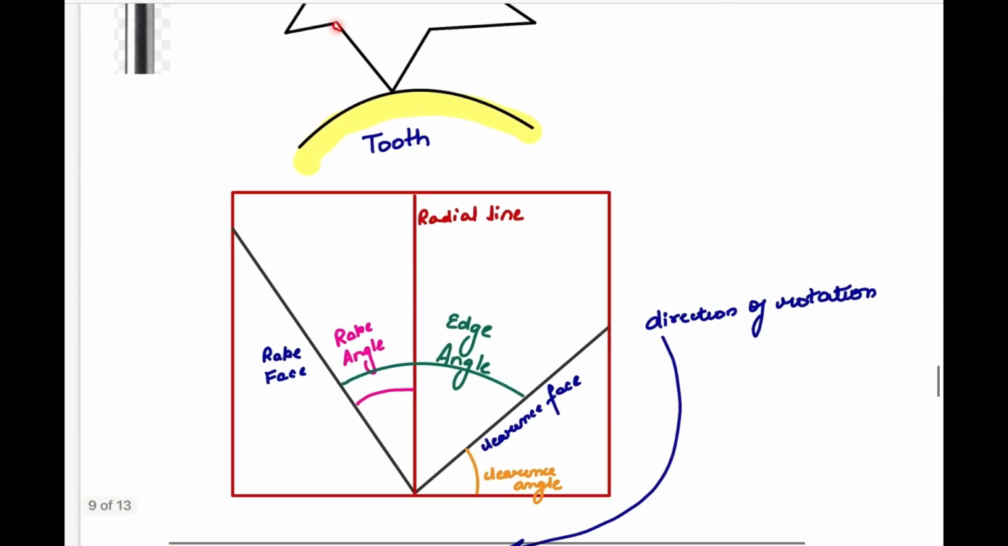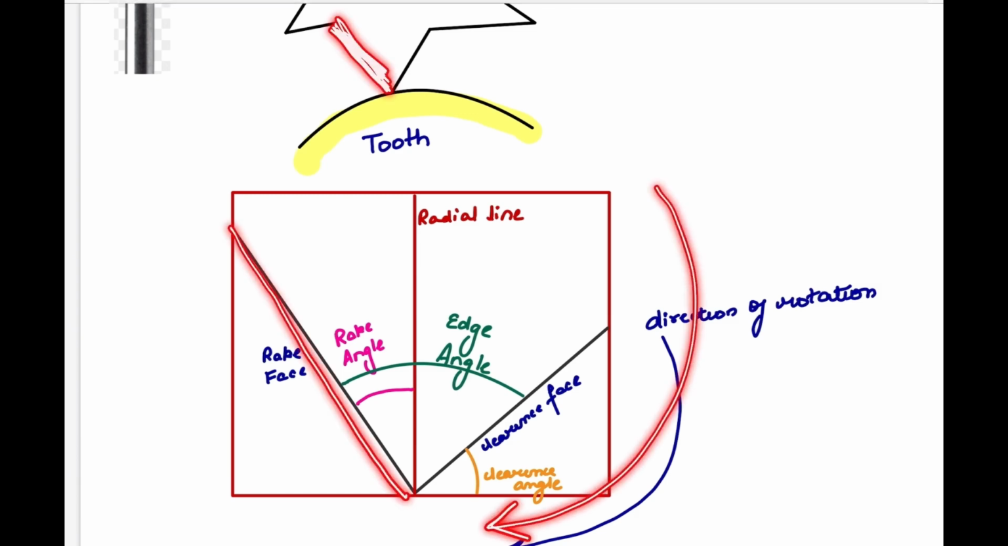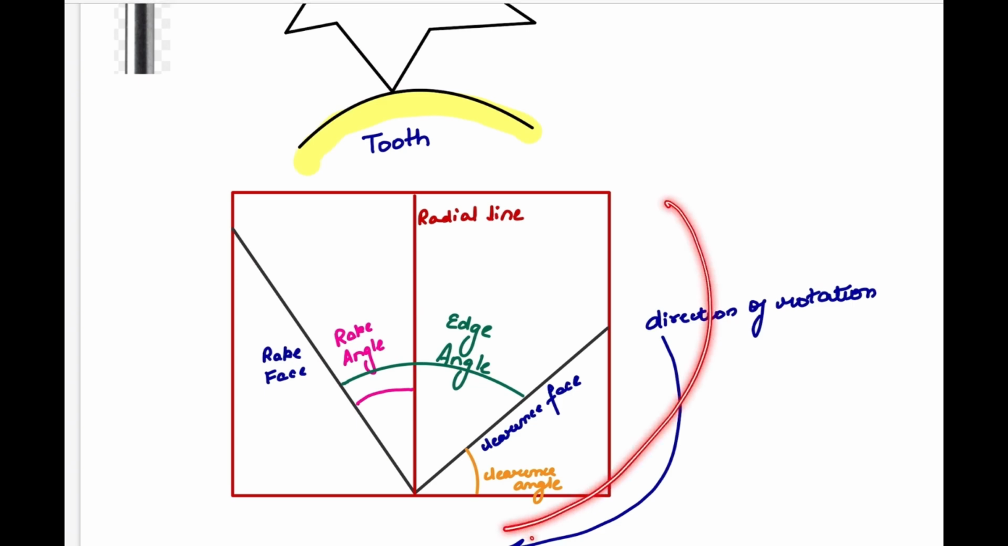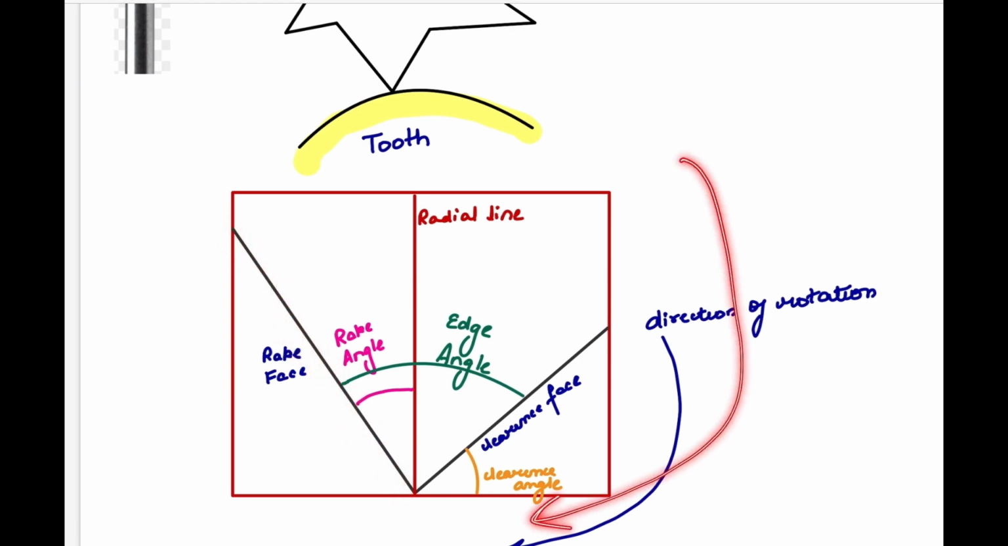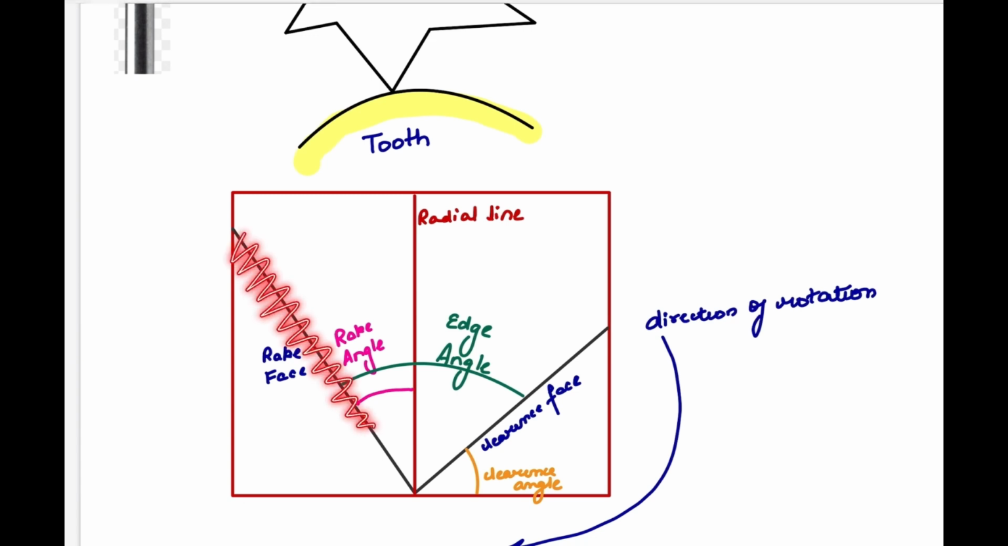Now this face which is present towards the cutting part is known as the rake face. If this is the direction of rotation of the burr, the face which is present on the cutting side, in the direction of rotation, that is the rake face. Towards the opposite side is the clearance face.